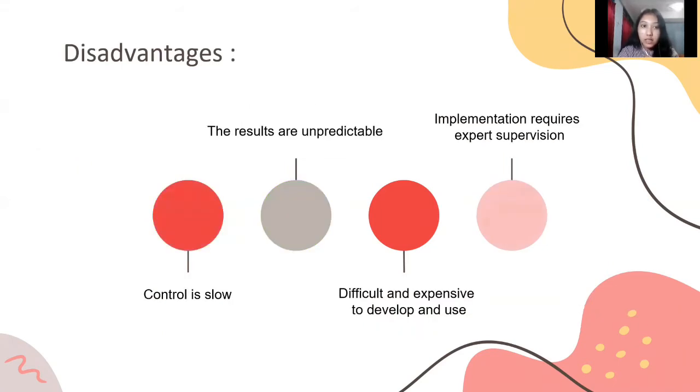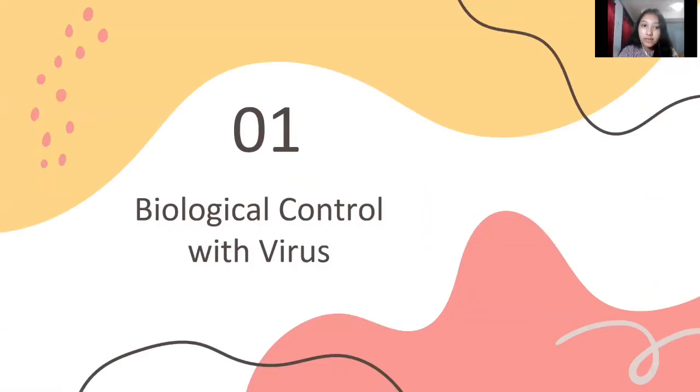And then the disadvantages of biological control: the first is that control is slow, the second, the results are unpredictable, the third, it is difficult and expensive to develop and use, and the last is that implementation requires expert supervision. Okay, next. The first is biological control with viruses. Next.